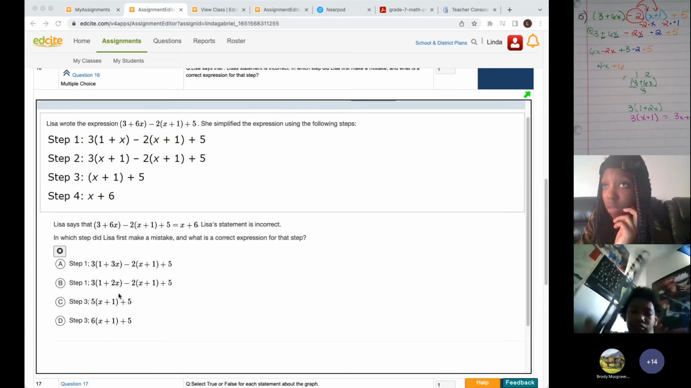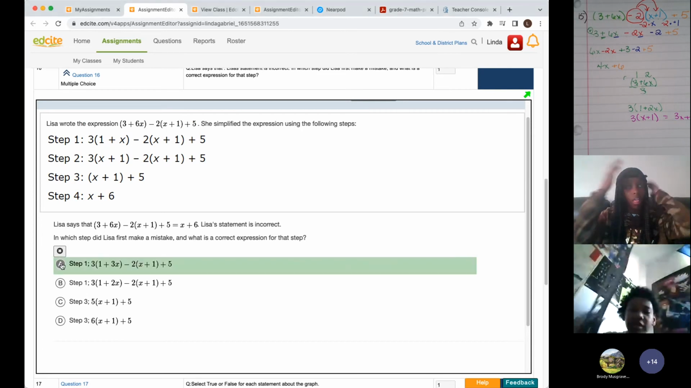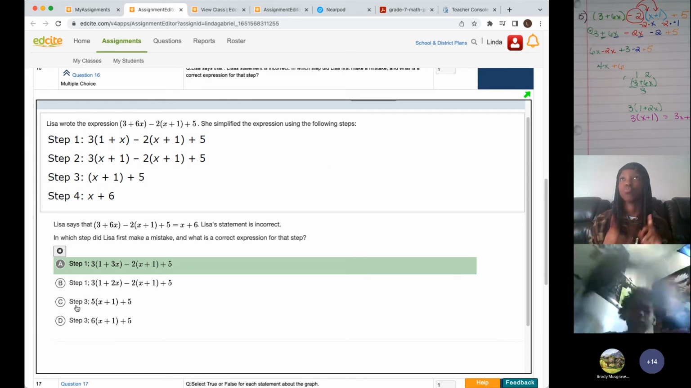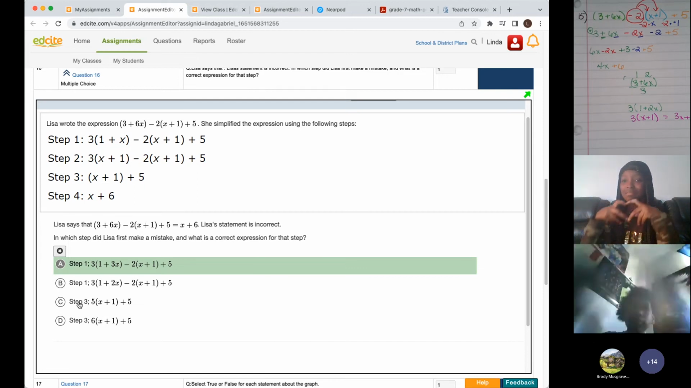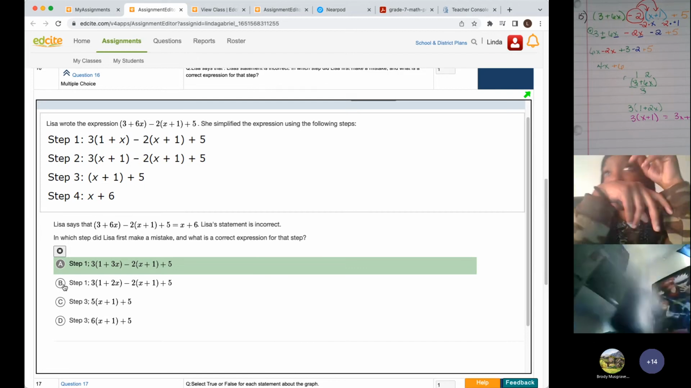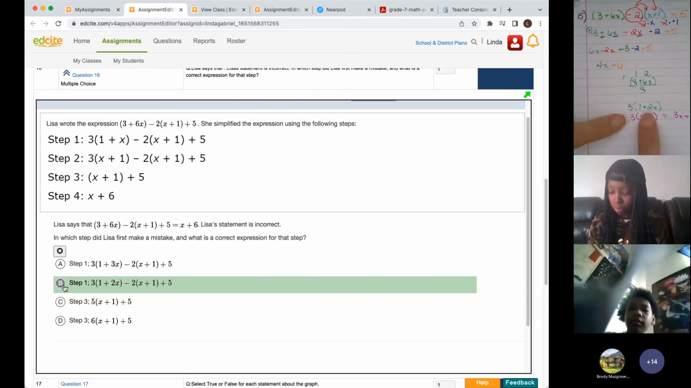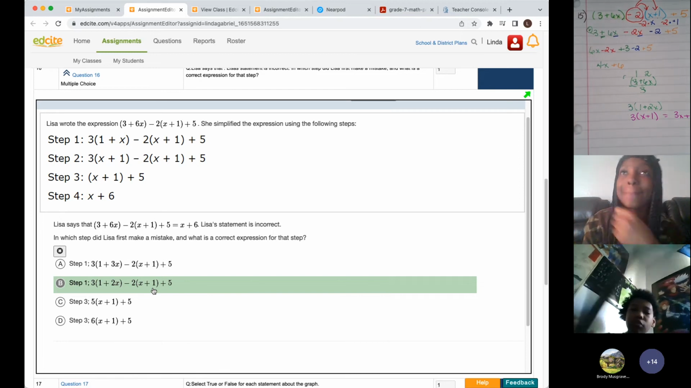Step 3 is incorrect. Let's see, so far, which ones do we have? A, 1 plus 3x. Oh, it's B, because we should have 3, 1 plus 2x. So here we go. Step 1 is incorrect, and step 3, because it should be 1 plus 2x minus 2x plus 1 plus 5. Does that make sense, you guys?